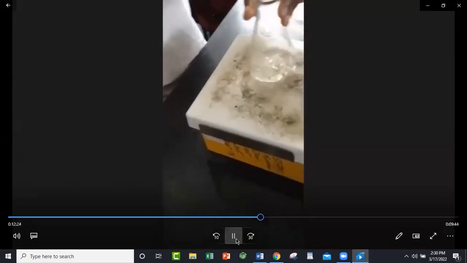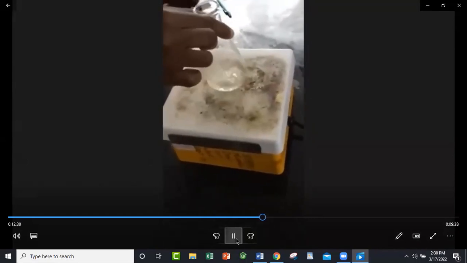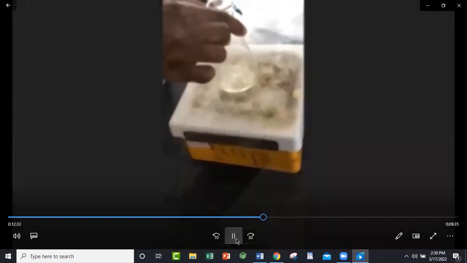You can see that here is actually going into solution. The hotter it gets, the more it's going to dissolve. But you want to keep that solvent hot. You can turn that off, right? Just keep swirling it. You don't want any solid left in there.